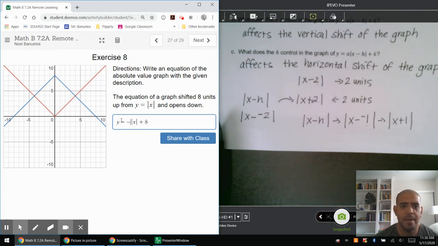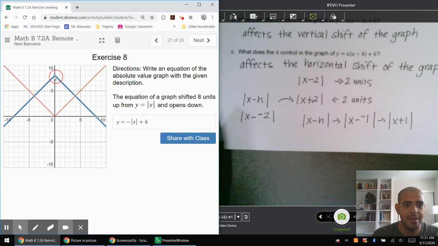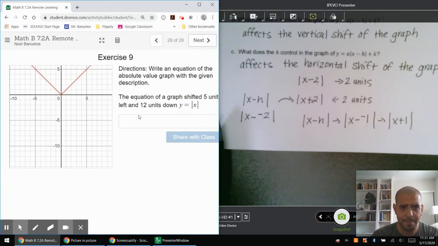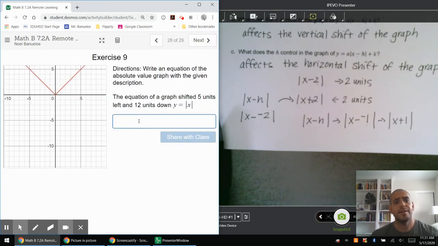And there you go. So we have an equation that was shifted 8 units up. See how it's up 8 units? You can't see me pointing. Silly me. See how here it's 8 units. It moved up 8 units. And now it's facing down. Okay? 28.